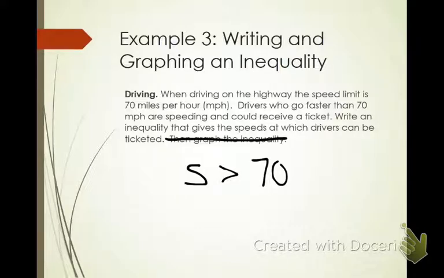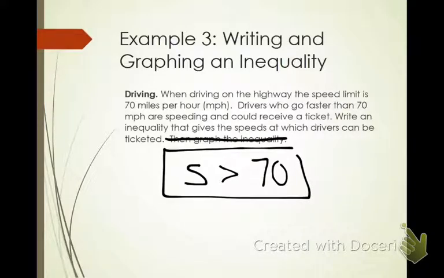Now, what if they are going exactly 70 miles an hour? Can they get a ticket? No, that's not what the problem tells us. So this is my final answer. If I'm going 70, then I'm okay. But if I'm going 71, that cop might not be a very nice cop for giving me a ticket at 71, but technically that is breaking the speed limit, right? Usually the rule of thumb is about 5 miles an hour. More than 5 miles an hour over is when you can start getting in that danger zone for getting a ticket.